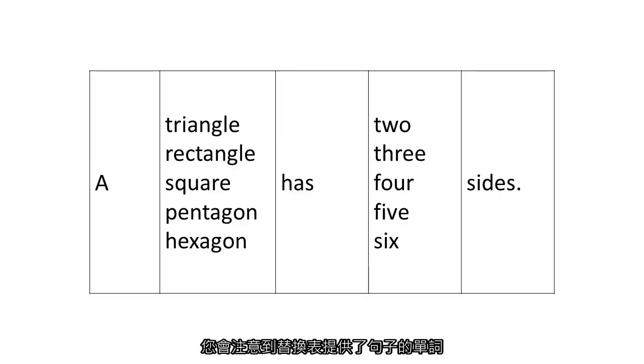Here is an example of what a substitution table might look like in an elementary bilingual math class. You'll notice that the substitution table provides the words for a sentence, and that in some positions of the sentence, there are multiple options for words. We'll assume that this substitution table was designed for a lesson about describing shapes by their number of sides.